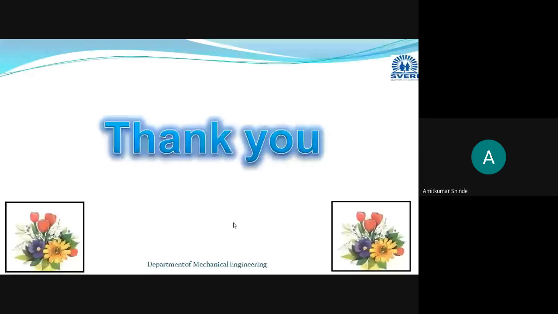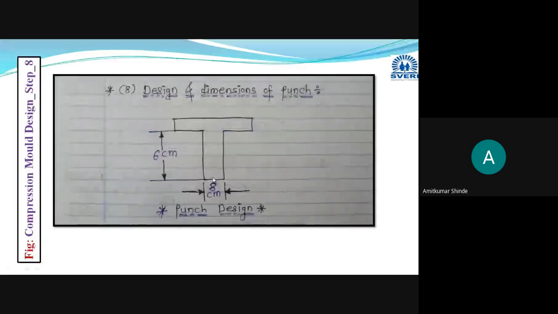Okay, from this surface to this, it is 6, and this is 8. In this way, design of punch, design dimension of punch. So in this way, we have this part, design of the compression mold.